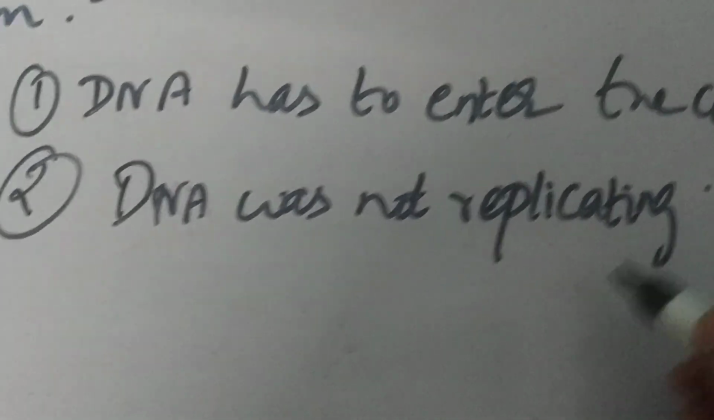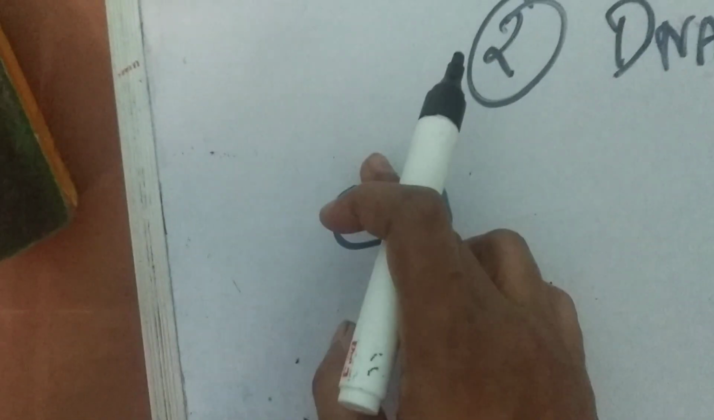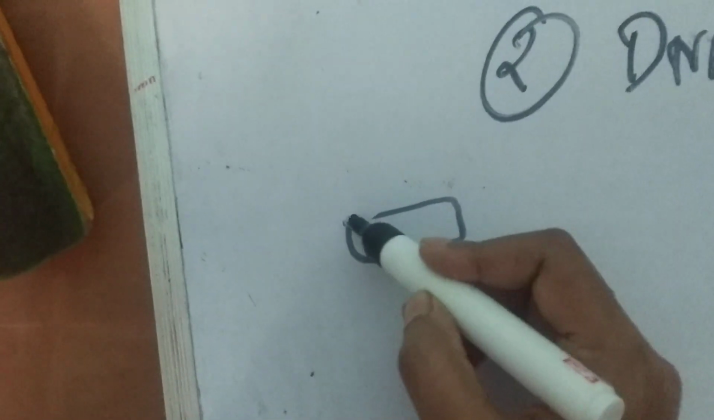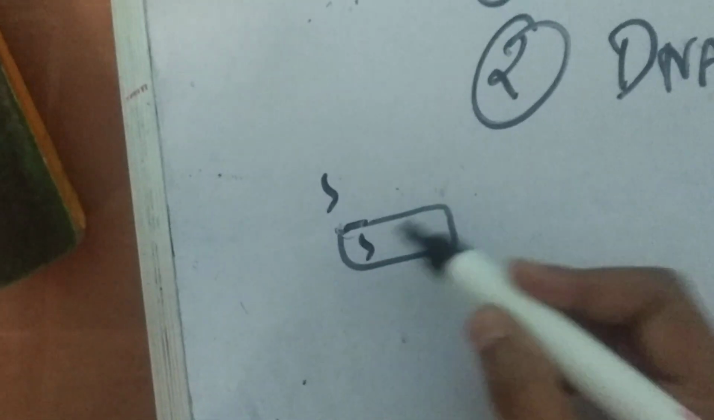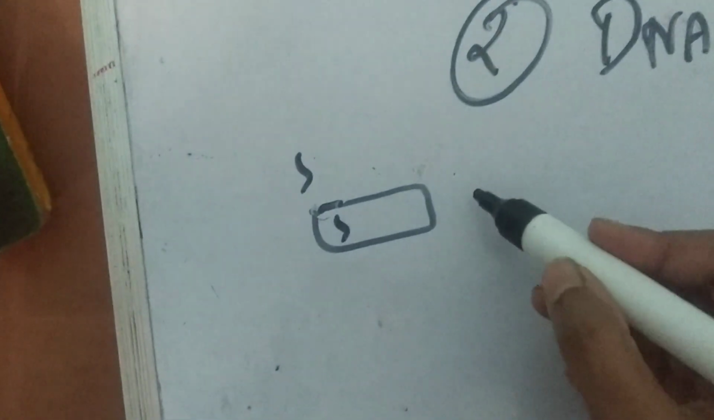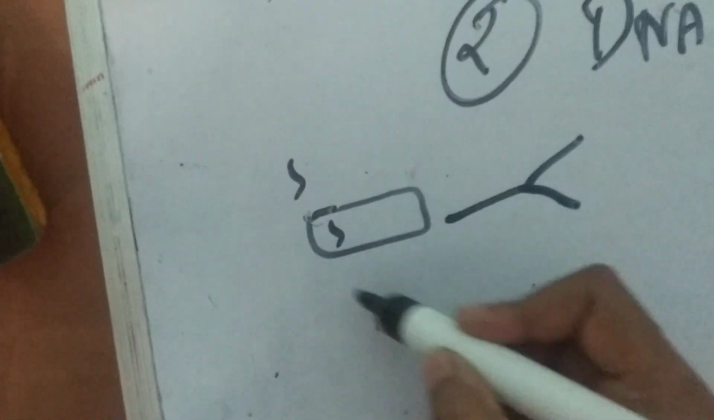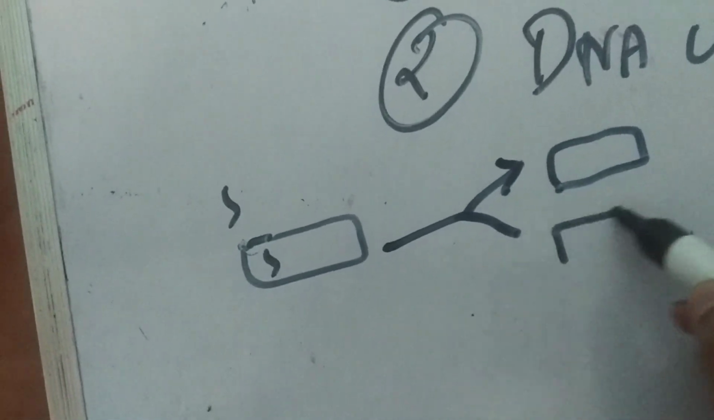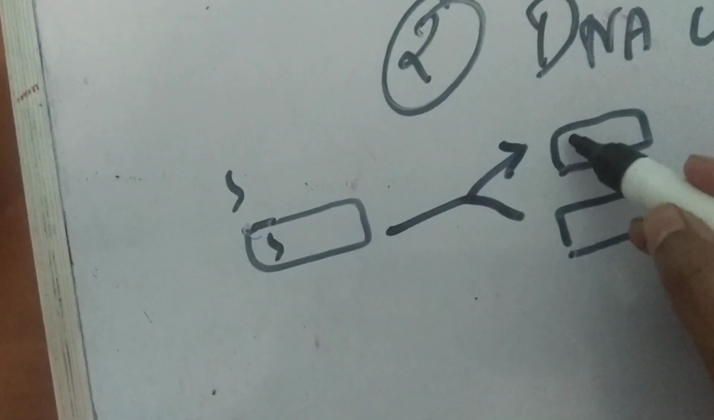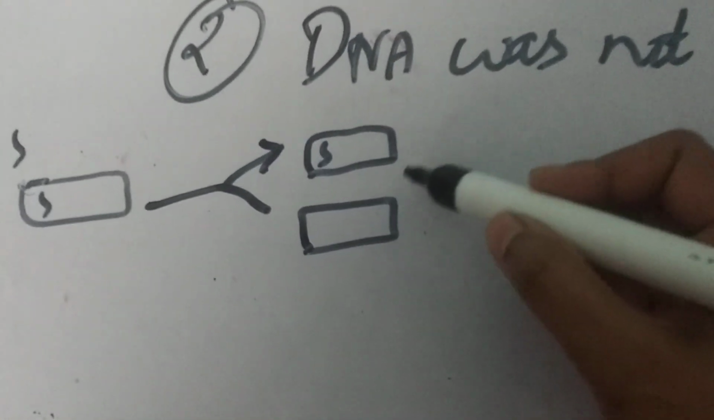So what will happen if we have a cell here? I am taking a small bacterial cell. Somehow this DNA that we want to enter the cell has entered into the cell. Alright, but when this cell is dividing, what happens? Only one of the daughter cells gets it. One of the daughter cells gets it, the other cell does not get it.